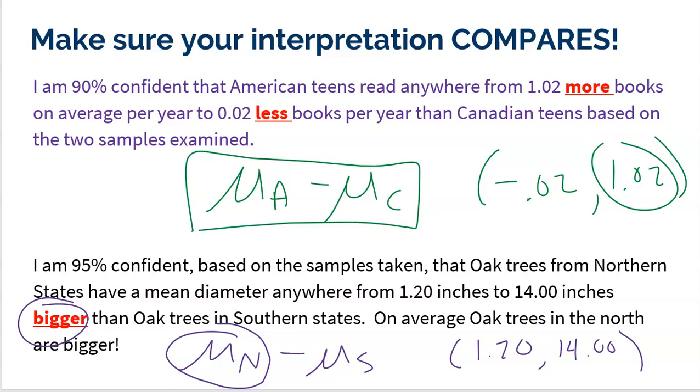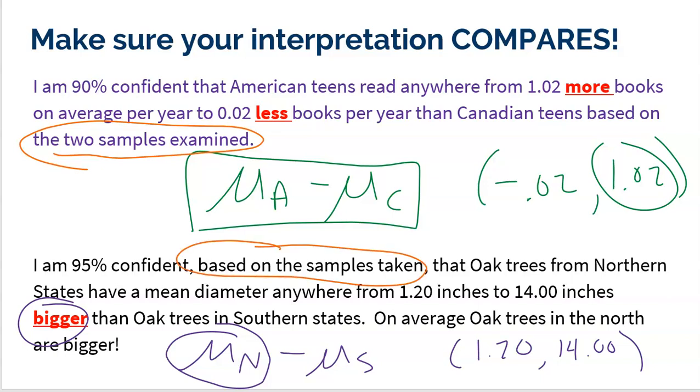All right. And the only other thing I want to point out here is, remember, you have to put this somewhere, right? Based on the two samples examined, based on the samples taken. You have to make sure that you're saying that my information is only coming from my samples. I'm not saying that this is true for every interval, because every interval is going to be its own interval. So this is just based on what we looked at. So please make sure those interpretations are very clear and that they are comparing with context.